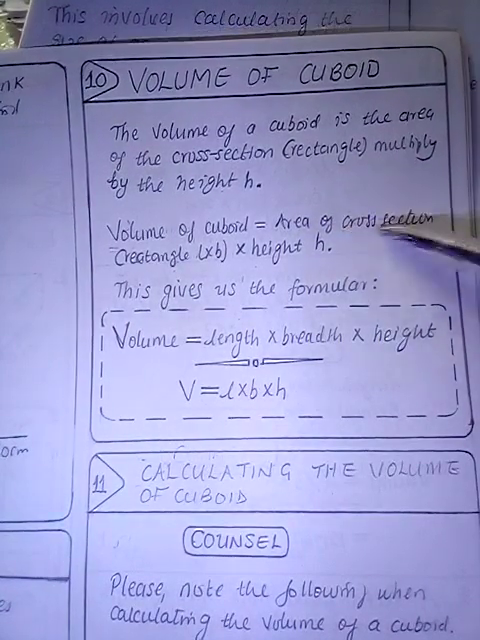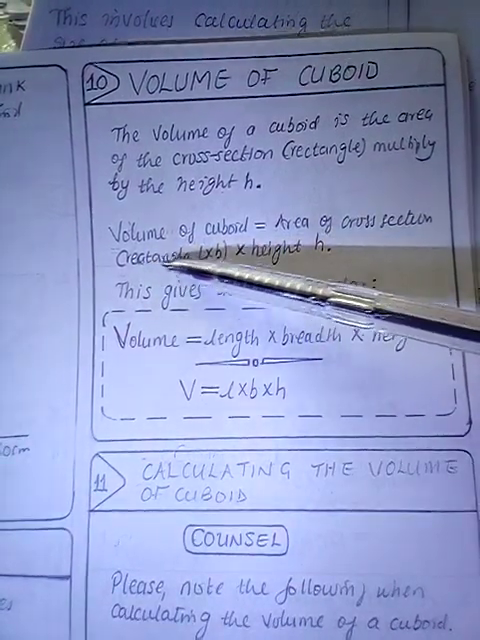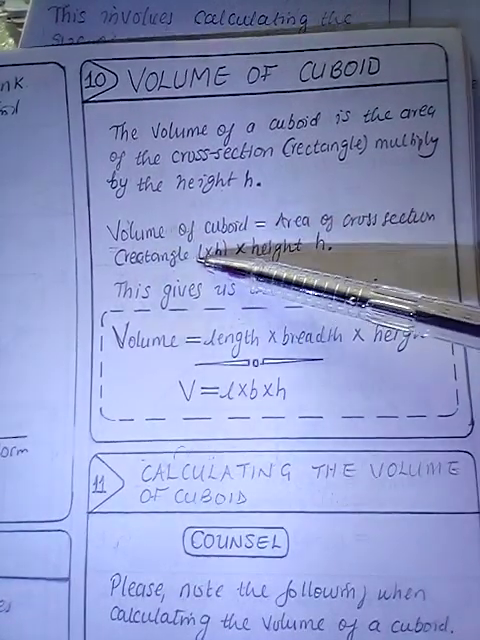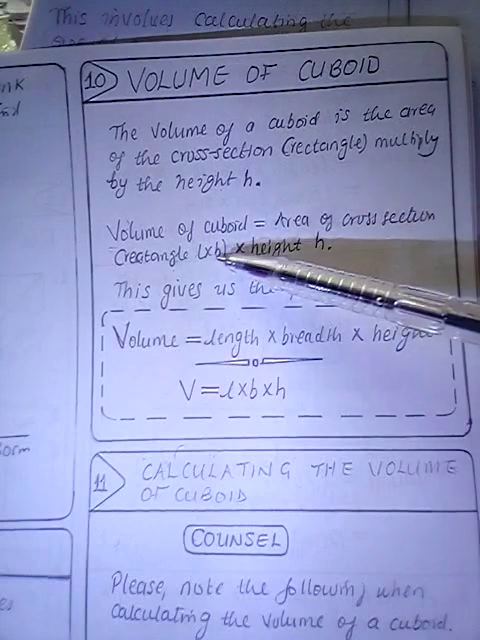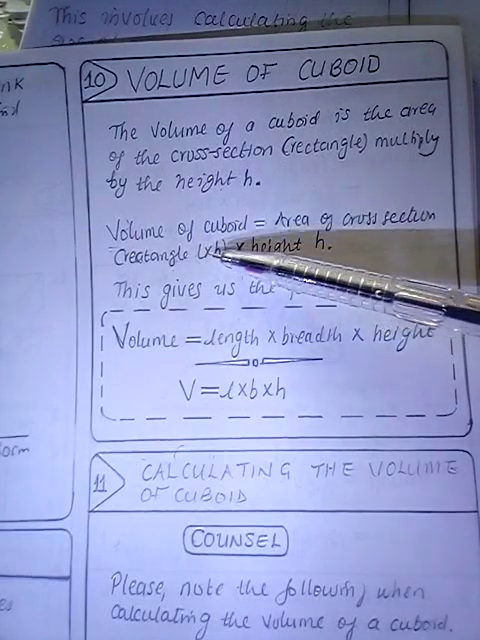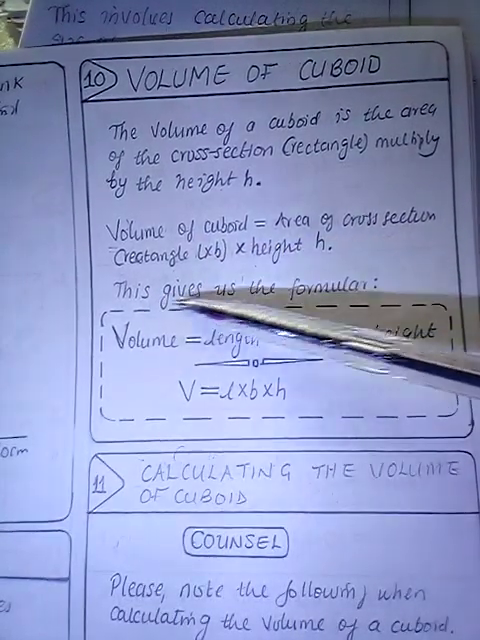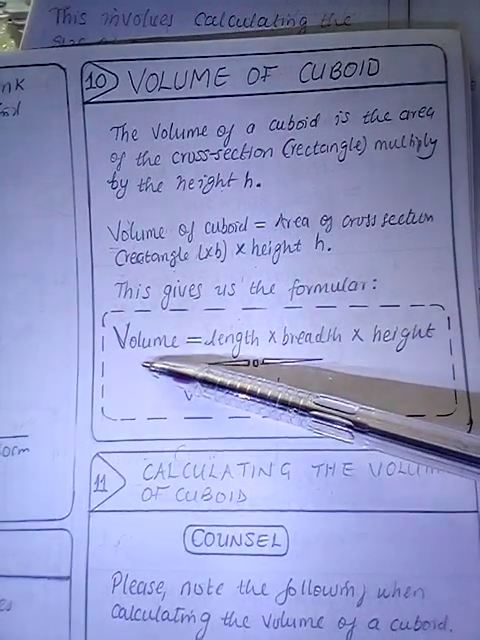That means the area of cross section is also known as the rectangle. So the cross section of a cuboid is a rectangle. That means we are going to simply multiply the area of the cross section, which is the area of the rectangle, which is length times breadth, times the height. This gives us the formula. Volume of a cuboid is calculated as what?